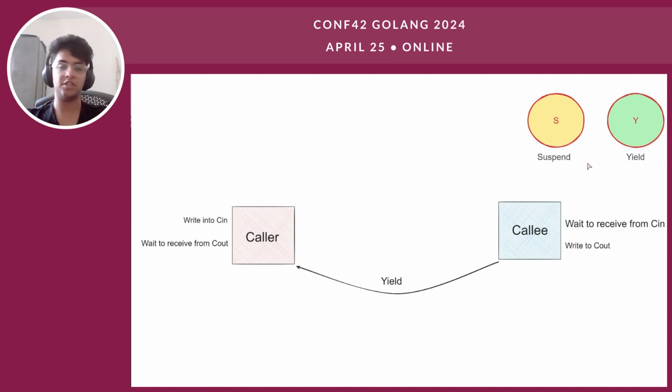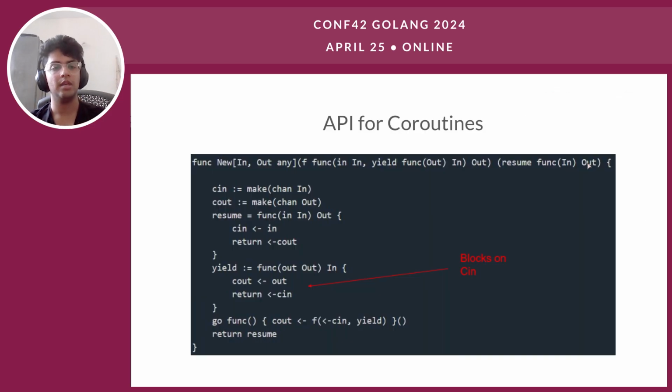Your yield is just the inversion of your resume. In your yield function, you're writing into cout, and when you write into cout, you wait to receive from cin. So your coroutine is writing into cout, which your subroutine is blocked on, and as soon as you do that, your coroutine is blocked on cin. Your caller starts functioning, and once it wants to resume the function again, it can write to cin again.